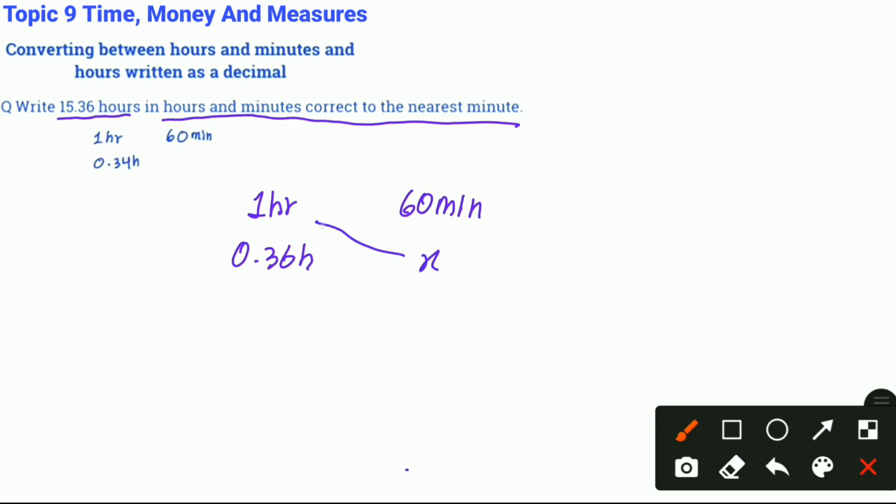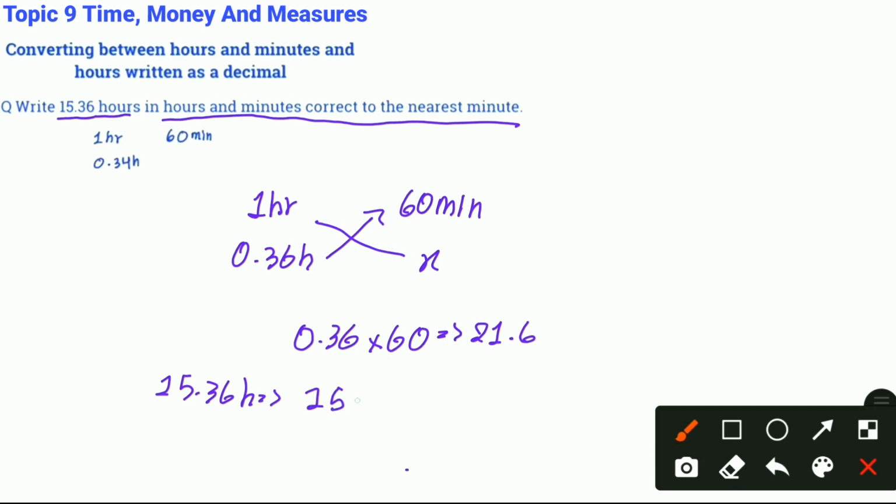and so in 0.36 hour it's going to be x minutes, so we're going to cross multiply. So 0.36 multiplied by 60 is equal to 21.6 minutes, which means 15.36 hours is equal to 15 hours and 21.6 minutes.